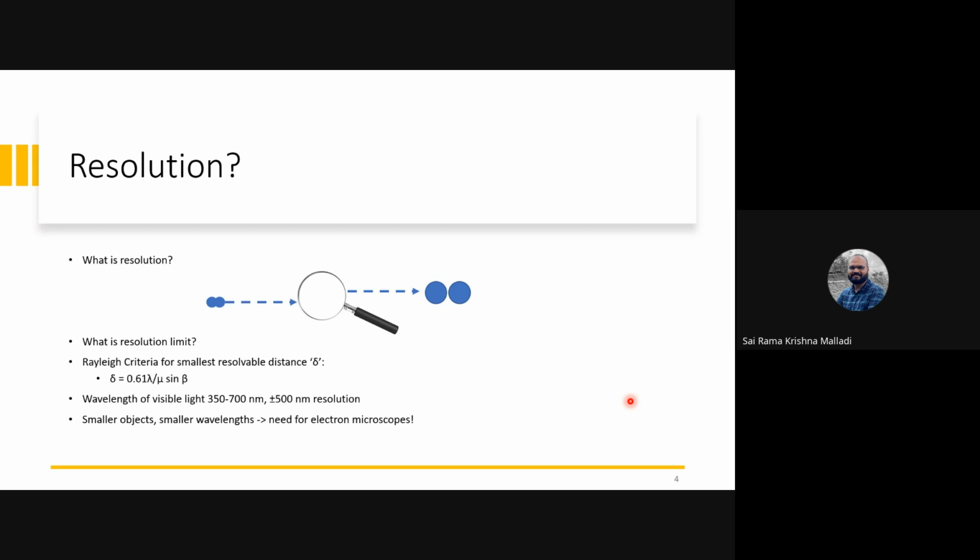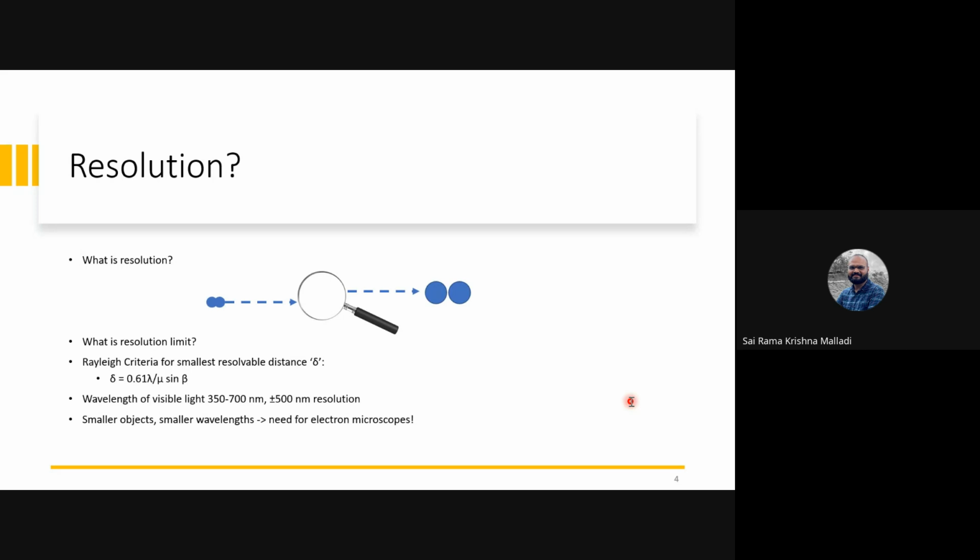But the thing is, with the development of nanotechnology and miniaturization of devices and so on, you want to achieve smaller and smaller resolving powers, which means you require smaller and smaller wavelengths. You can use corrections, that is right. We'll come to that, Atul.